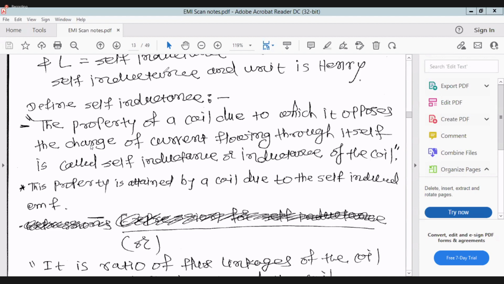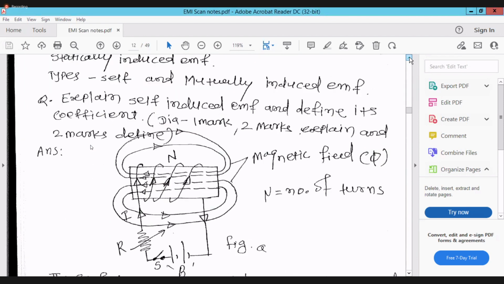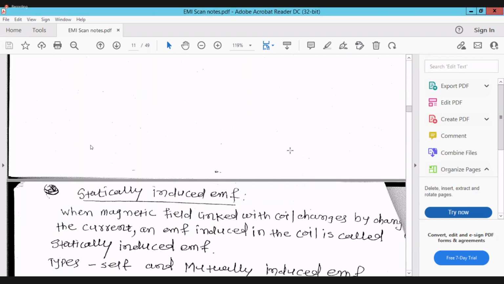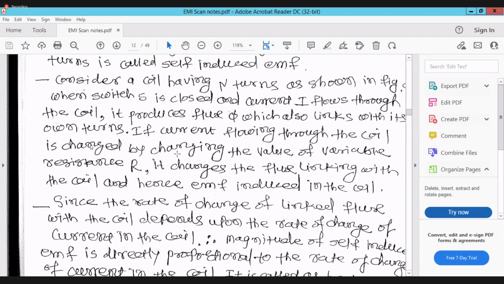Okay, so see, what is the question? I have made the notes by putting the question over there. I don't want to fail anybody in the subject, because till now the result of this subject has been 100%. See, explain the self-induced EMF and define its coefficient. Distribution of marks: diagram 1 mark, 2 marks for the explanation of this diagram and formula, and 2 marks for the definition of its coefficient, inductor definition, self-inductance definition. Clear?